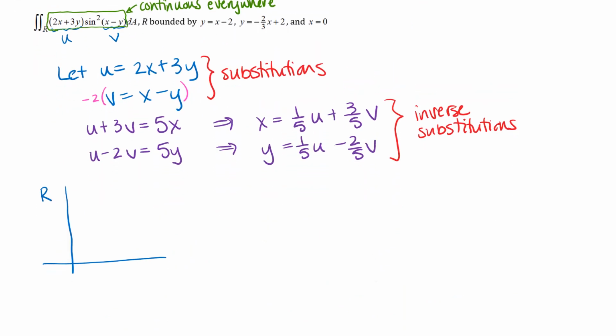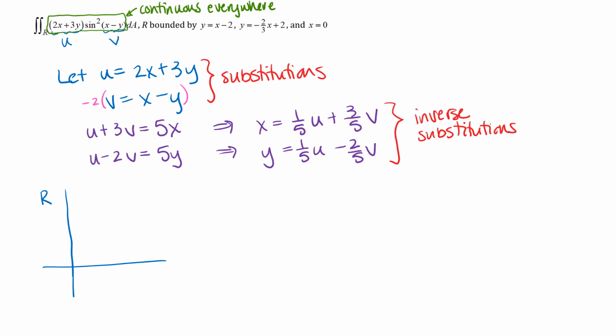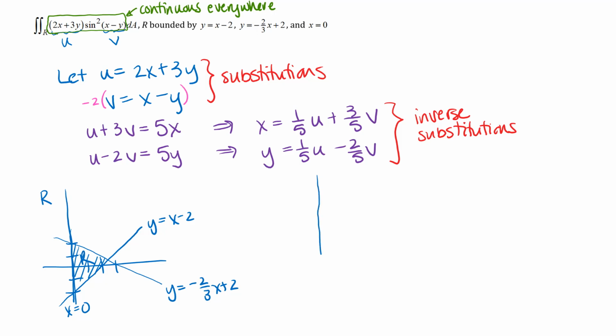The first boundary is the line y equals x minus 2. The next boundary equation is y equals -2/3 x plus 2. And then we have x equals 0. So our region R is this triangle. And what we need to look at is this region that is called G that we're going to get in the uv plane, in terms of u's and v's. So there are a couple of ways to do that. I'm going to make a little chart here with equations for each boundary.